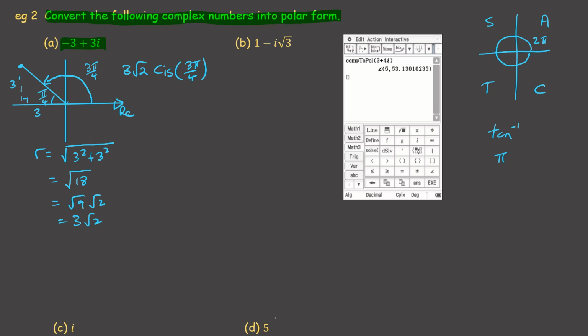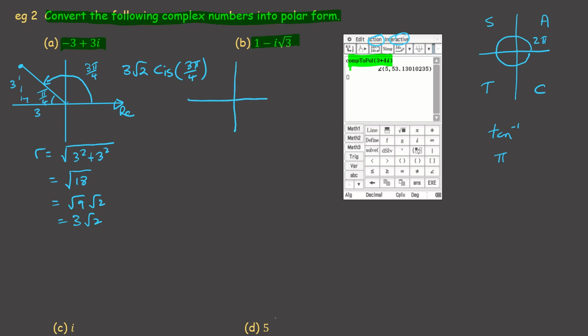Now the next one that we have is 1 take away i root 3. Just by the way, where we found in the first example the way to convert it from polar into rectangular, there's a similar function just here. And you can see that we use that, but it was in exactly the same place. You go to either action or interactive, complex, and it's down the bottom of the little menu that you get there. Okay, so let's think about this one.